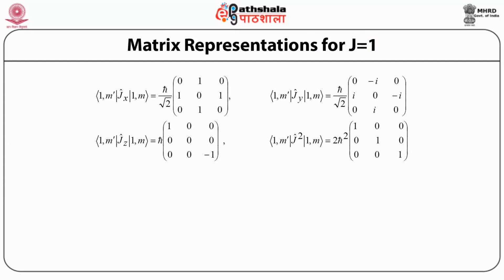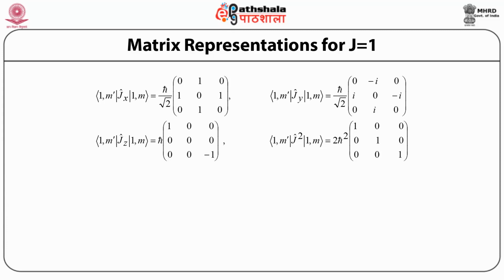Matrix representation of operator Jx in the basis spanned by the eigenket 1m is equal to ħ by square root of 2 into a 3 cross 3 matrix with first row being 0, 1, 0, second row being 1, 0, 1 and third row being 0, 1, 0.